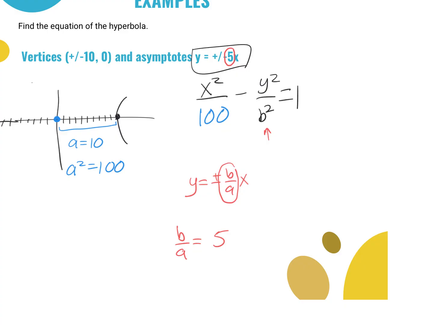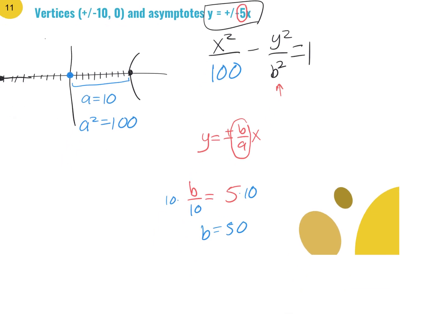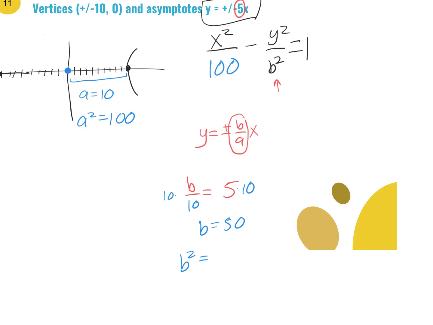Now I know for sure that a is 10, so all I have to do is replace that a with 10, and then I solve for b. Times 10 times 10, and I get b equals 50. And then b squared, big number, guys. Think of it a couple ways. If you don't want to do 50 times 50, you have 2 zeros when you multiply this, and we know that 5 times 5 is 25, so 25 plus 2 zeros is going to be 2,500.